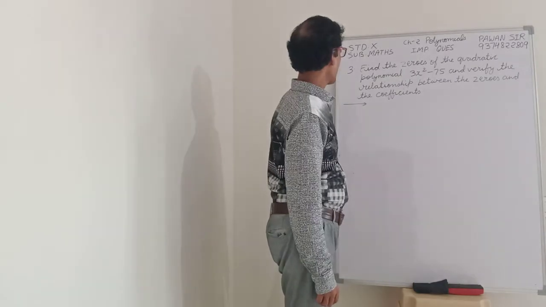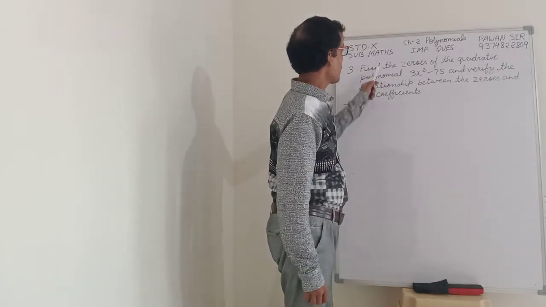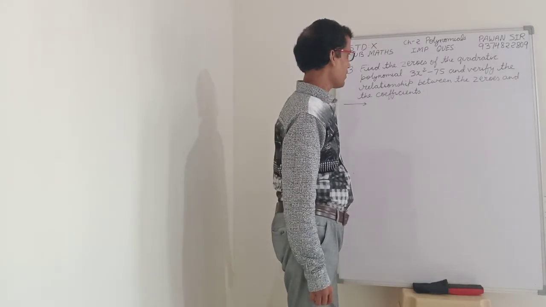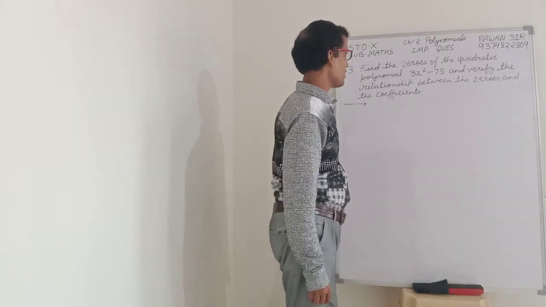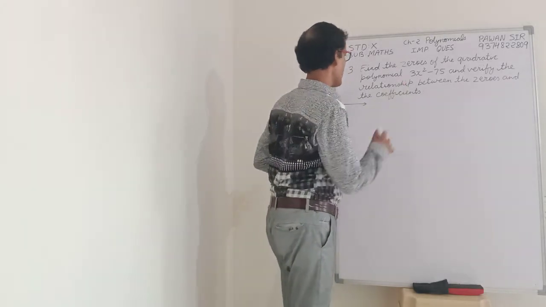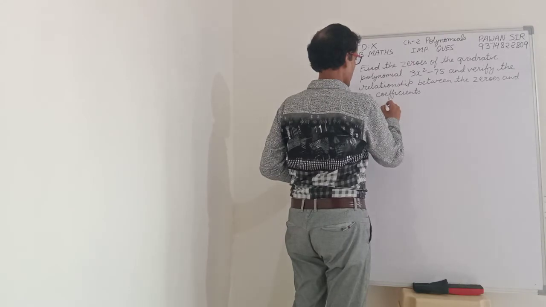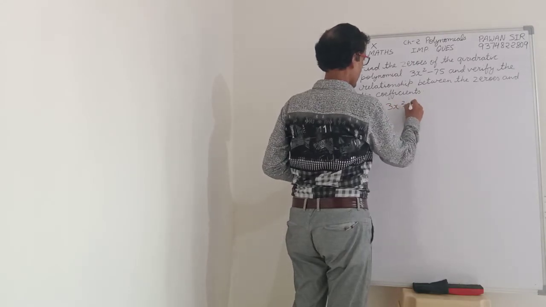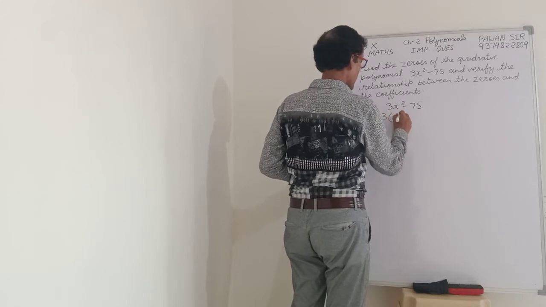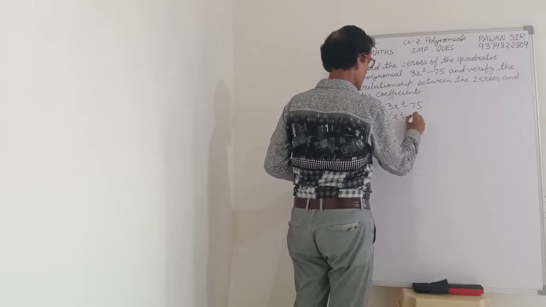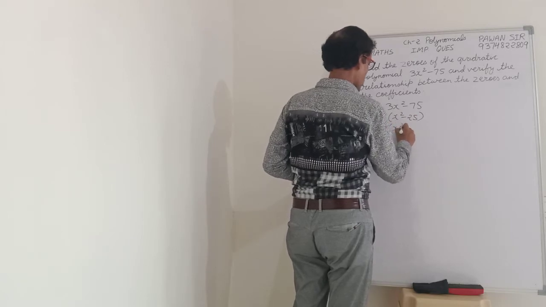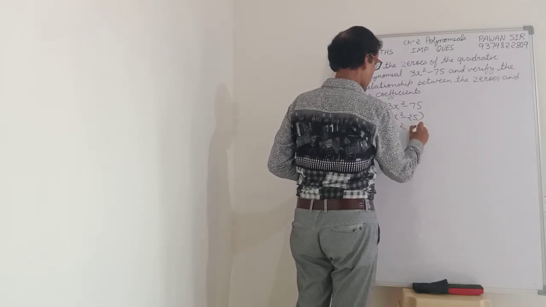So dear students, third question is: find the zeros of 3x² - 75, and then verify the relationship between the zeros and the coefficients. First of all, we have to find the zeros of 3x² - 75. So we can take 3 common: x² - 25. This can be written as x² minus 5², since 25 is the square of 5.